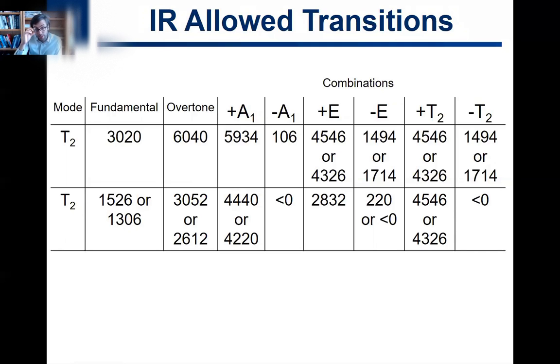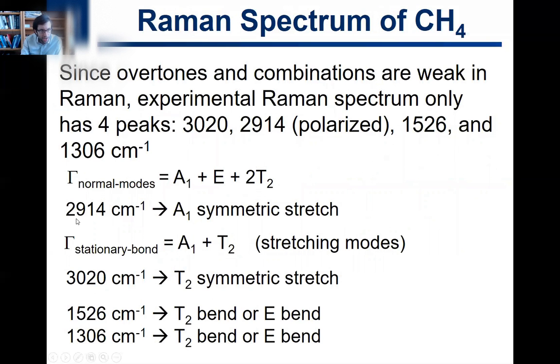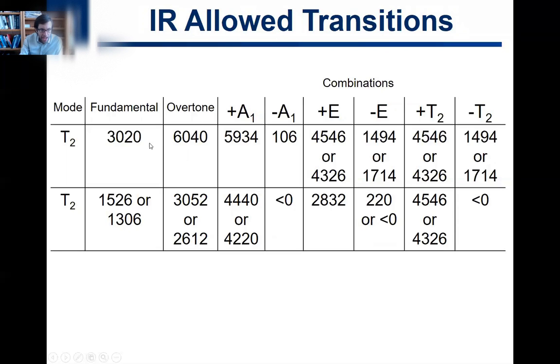Now, overtones, we can start searching for overtones. Overtones are just going to be double energy. So 6040, well, nothing was even close to 6040. And then doubling both of these, okay, giving us 1526 doubles to 3052 and 1306 doubles to 2612. And then we can start adding in the A1s. So the A1 we know from Raman was 2914. So we're just going to add 2914 to 3020. That gives us our predicted peak position for the T2 plus A1 combination.